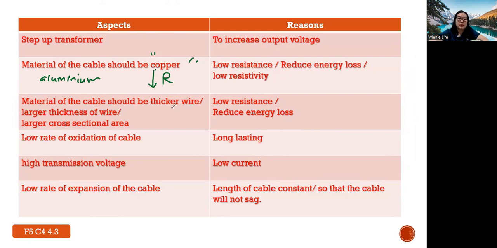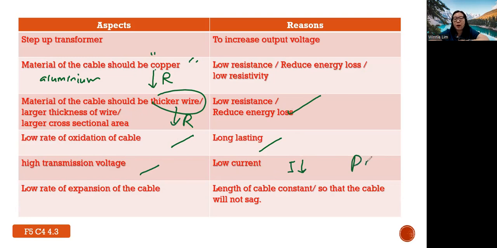Then, because you want to reduce resistance, it should be a thicker wire, for low resistance again. Low rate of oxidation of the cable: long lasting, will not rust easily. High transmission voltage, because you want to reduce the current, remember, then reduce the power loss. Then low rate of expansion: the length of the cable is constant, or the cable will not sag.